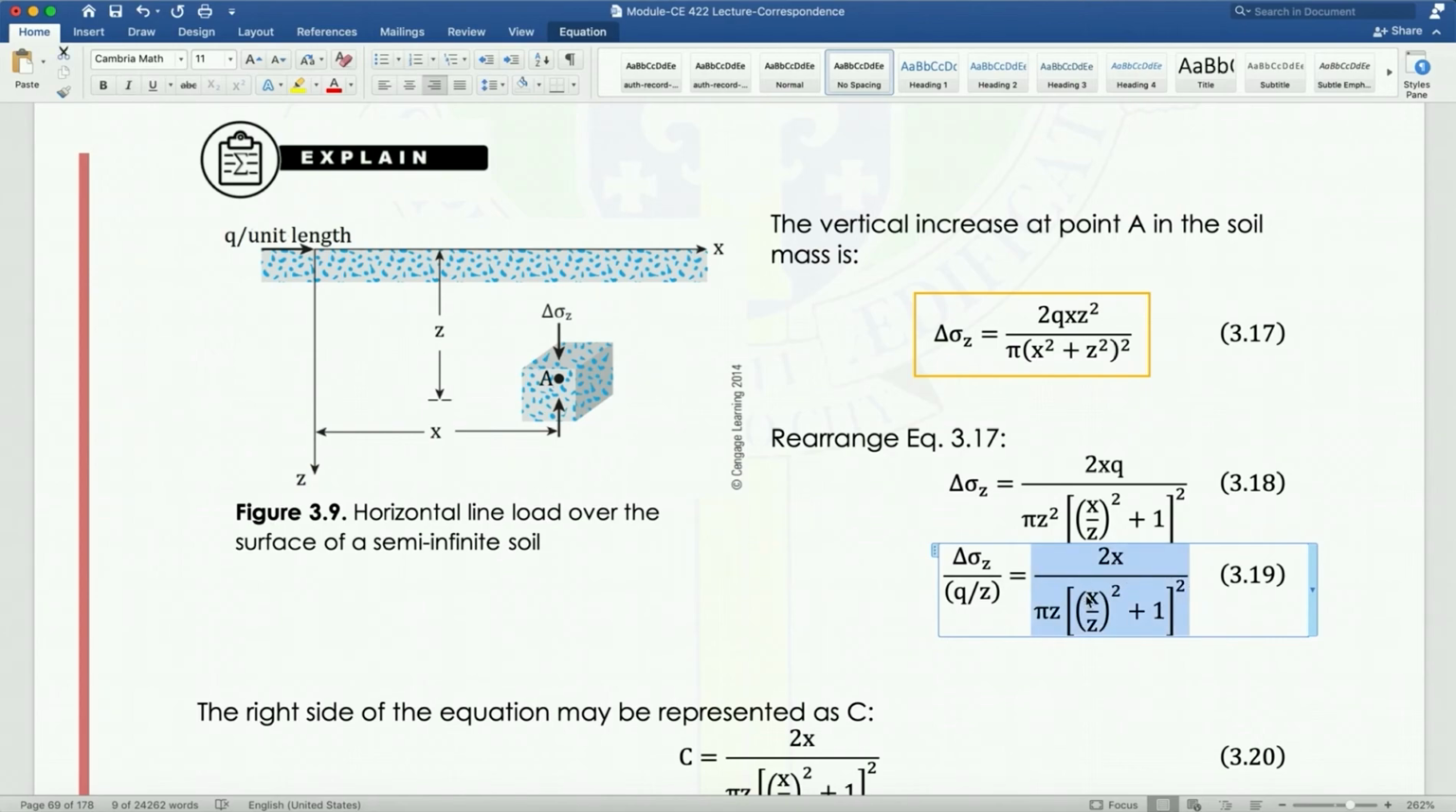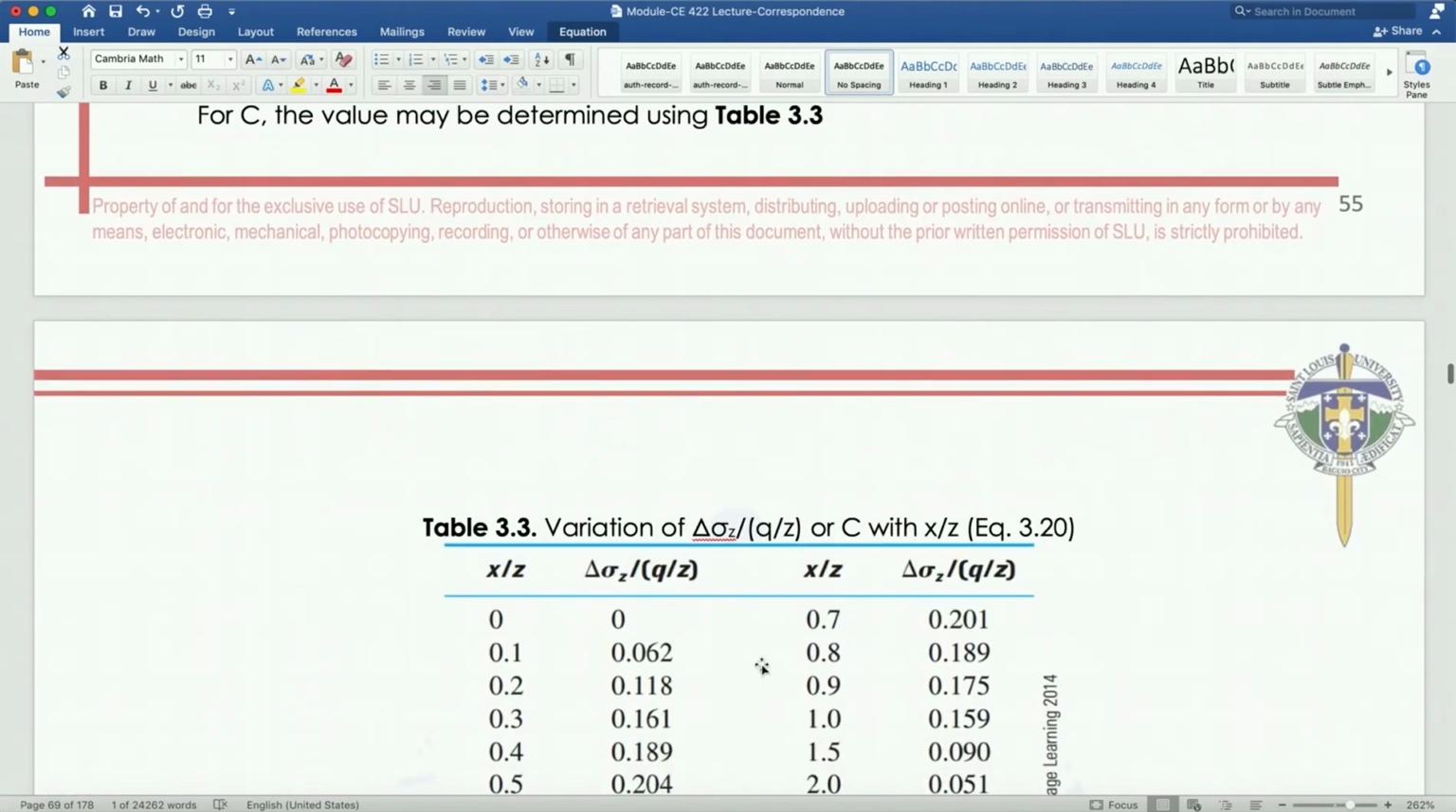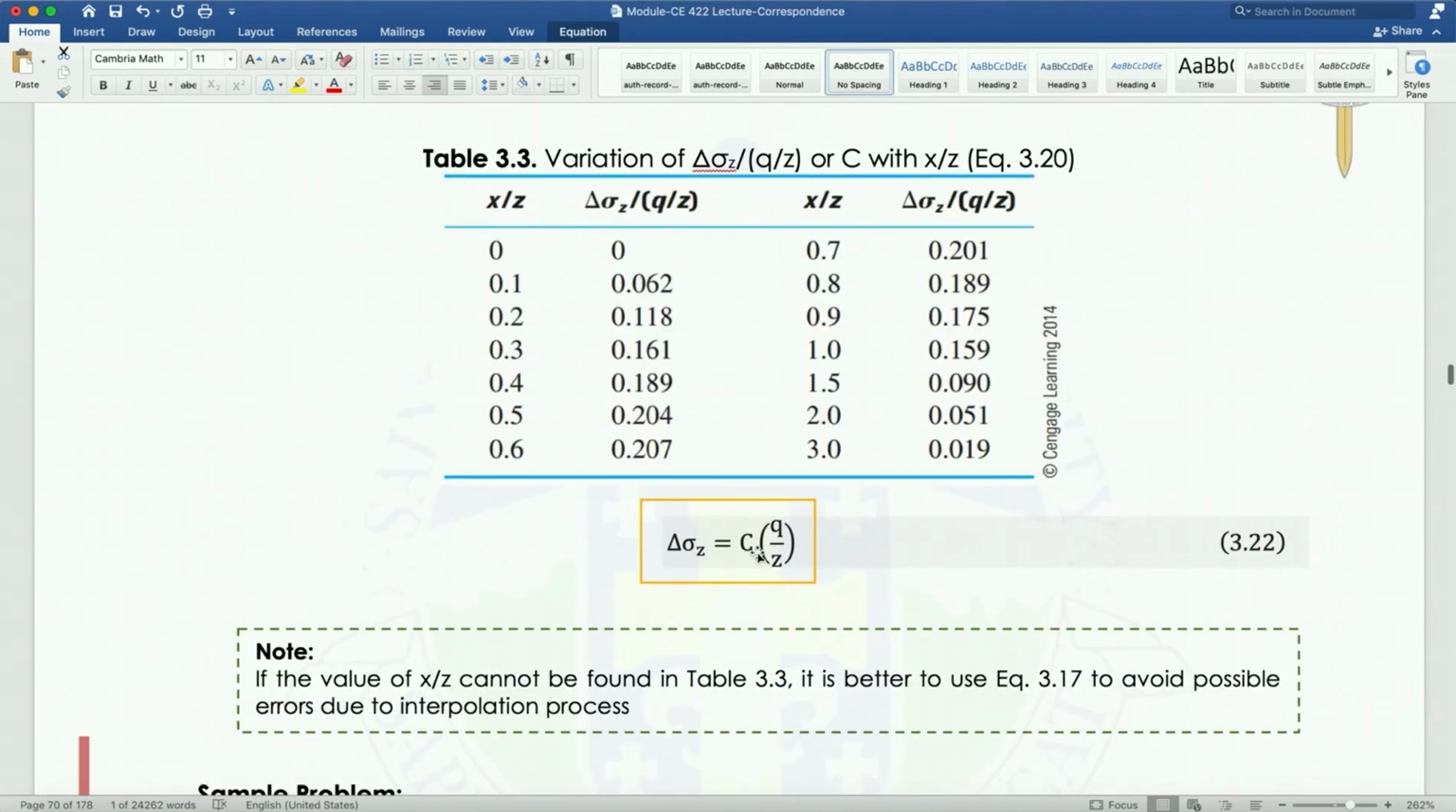We can equate this term to c, where we can get the value from the table. After getting the value from the table, we multiply it by q over z, and then we get our delta sigma z. So this is our working equation for the table. Again, we have two methods: the equation and the table. If the value of x over z cannot be found in Table 3.3, we reiterate that it is better to use the equation to avoid possible errors due to the interpolation process.